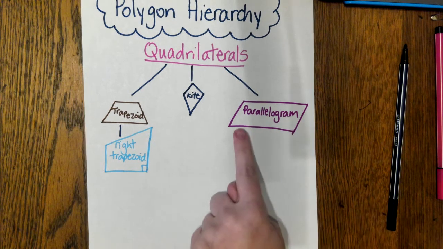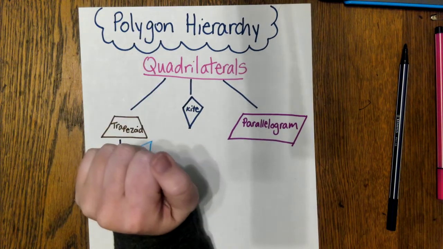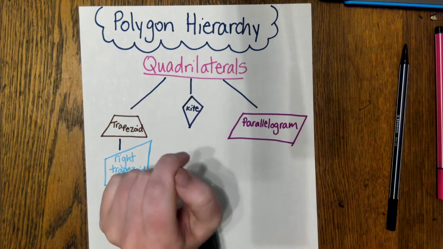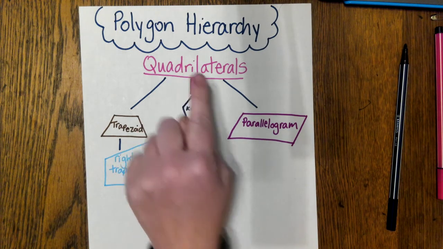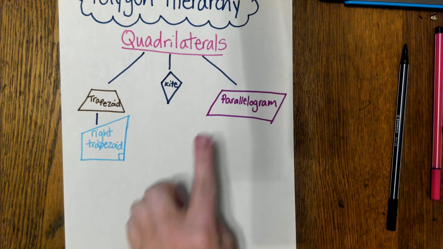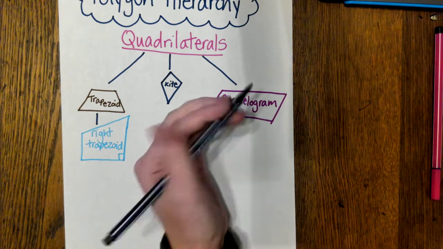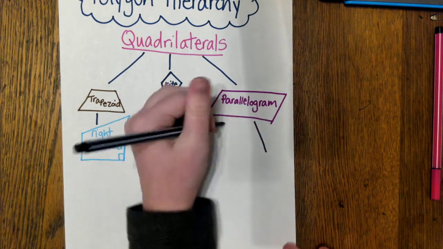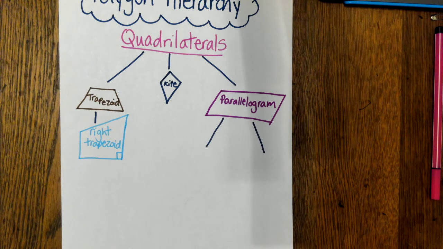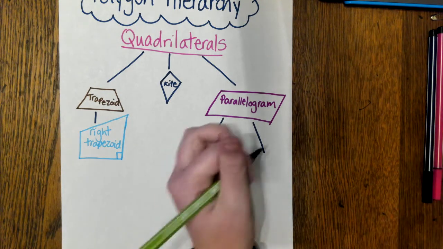From here on out, we're going to focus on parallelogram. So, the shape is a polygon. It has 4 sides. And now we've decided that it has 2 pairs of parallel sides. So, from here, we have 2 choices. Do you remember them? Our 2 choices are rectangle and rhombus.